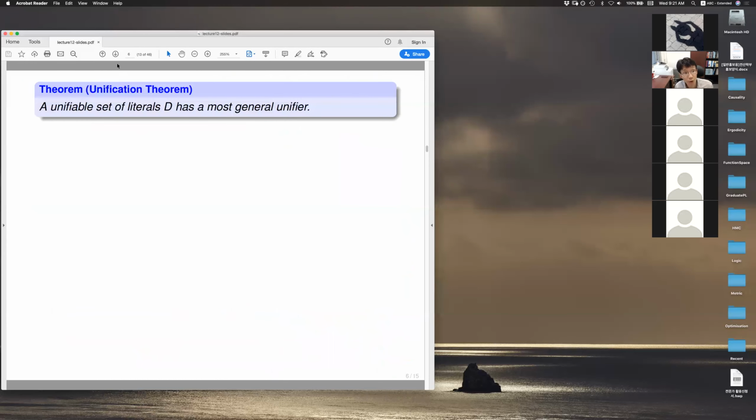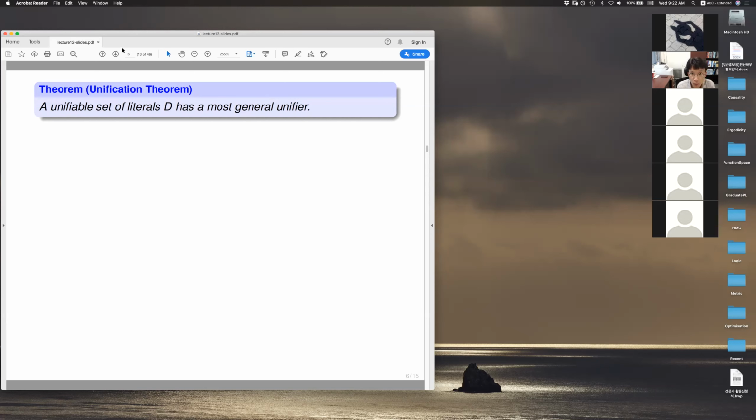So this is called the unification theorem for first-order logic. It says that a unifiable set of literals D has a most general unifier. Okay, so if a set of literals is not unifiable, then we don't say anything about this. But if the set of literals has at least one unifier, then it should have a most general unifier.